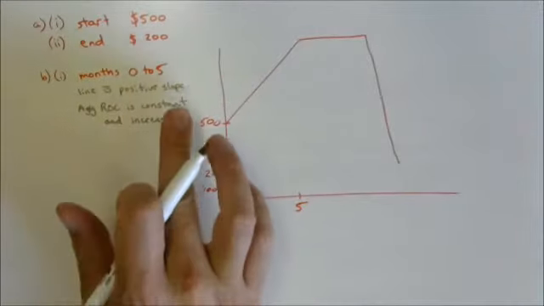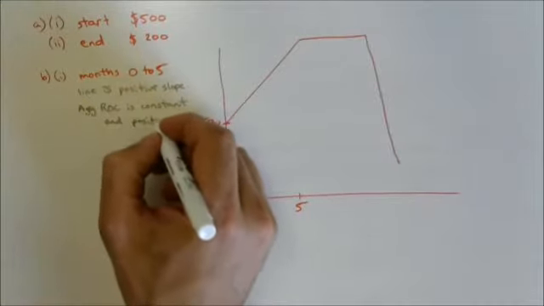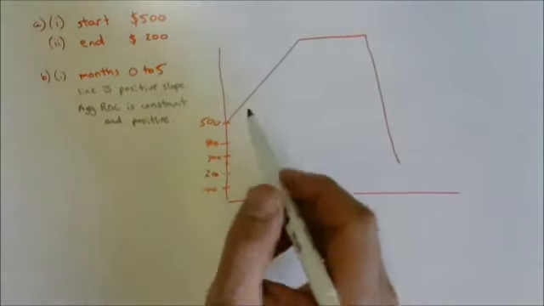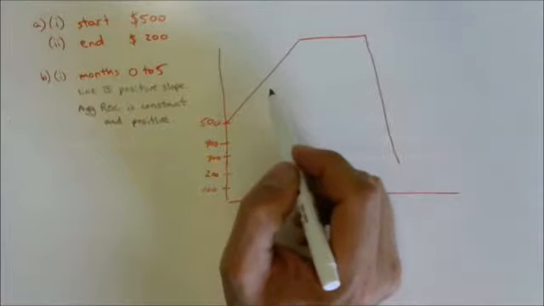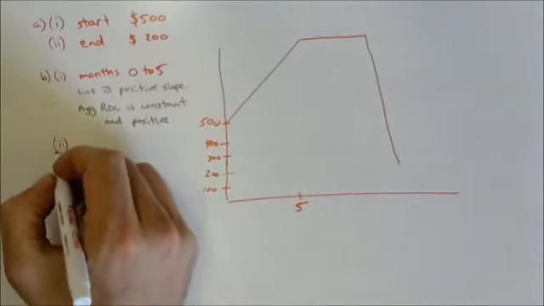Constant and positive, not increasing. Don't use that word, that's the wrong word. Constant and positive, which, if we're interpreting it, means it's going up by the same amount of money each month. Okay? Let's look at our next interval.